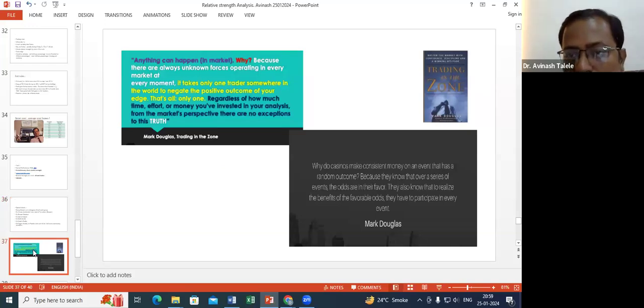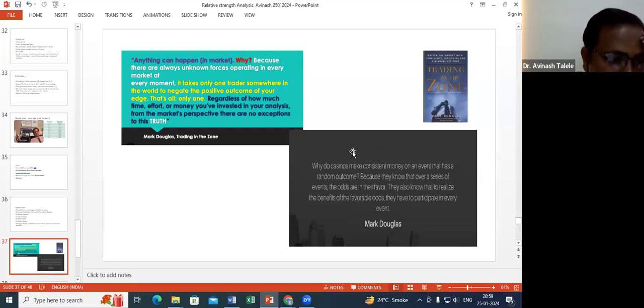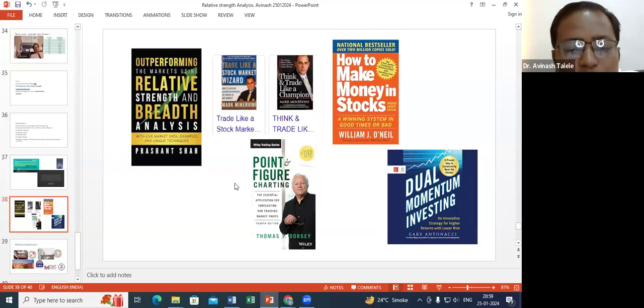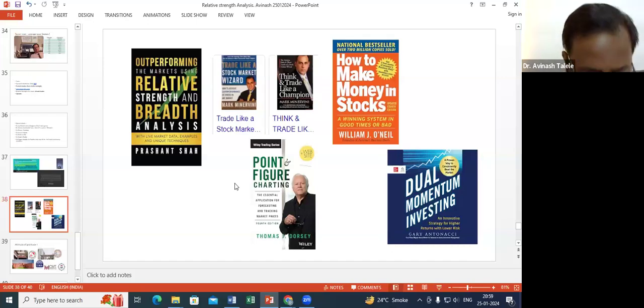And one thing from this book, Trading in the Zone, is we are always dealing with probabilities and not uncertainties. You should always keep that in mind. This is the set of resources that you can read up on, because we are just scratching the surface. I cannot tell you everything about relative strength. You need to give at least 2-3 years of time to understand this in detail and build your conviction over a period of time.